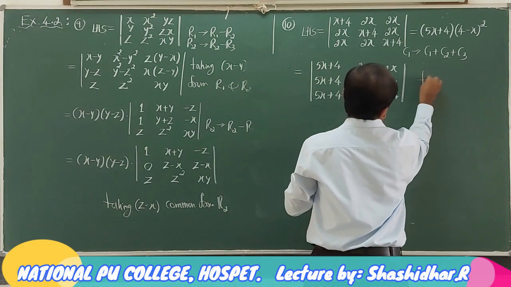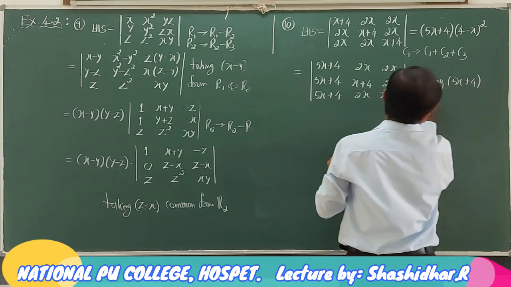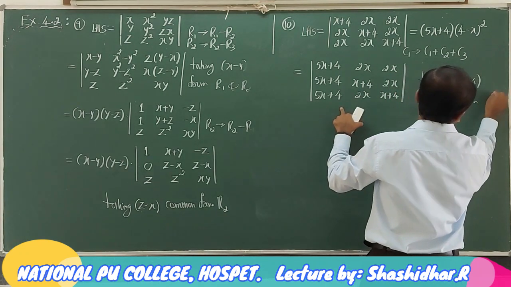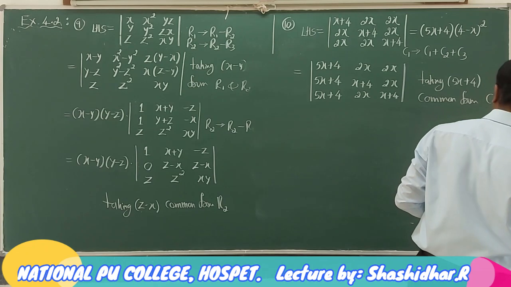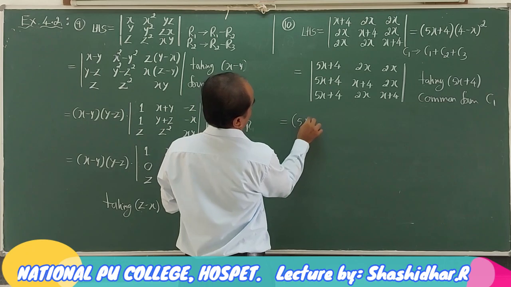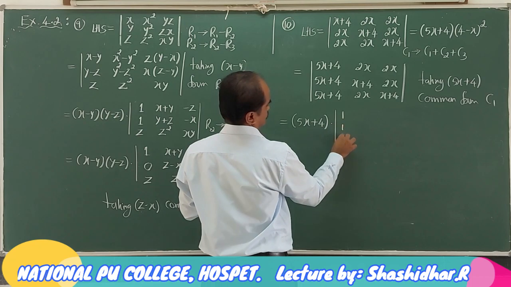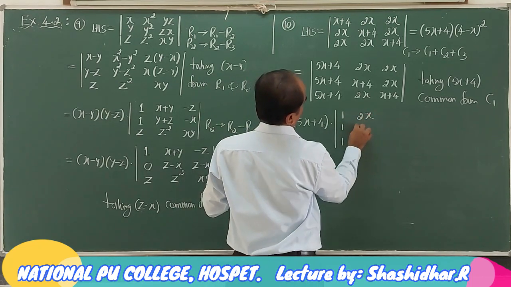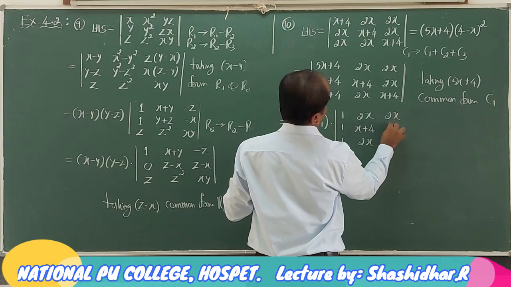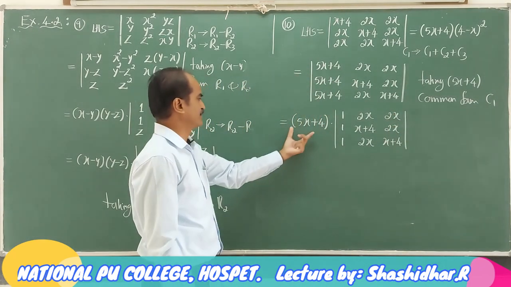Now taking 5x plus 4 common from C1, we get 5x plus 4 into the determinant with first column 1, 1, 1, second column 2x, x plus 4, 2x, third column 2x, 2x, x plus 4. We are ready with one of the factors.